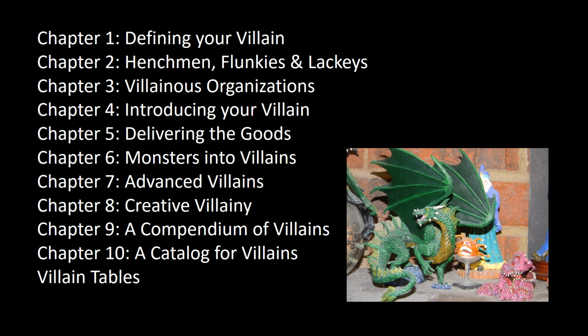So, just to go over the book quickly, the book is split into 10 chapters, and then there's a section of tables in behind. Chapter 1 is on defining your villain. This goes through 11 questions that you need to ask when you're building your villain. What is his occupation? What are his objectives? What are his motives? Etc.